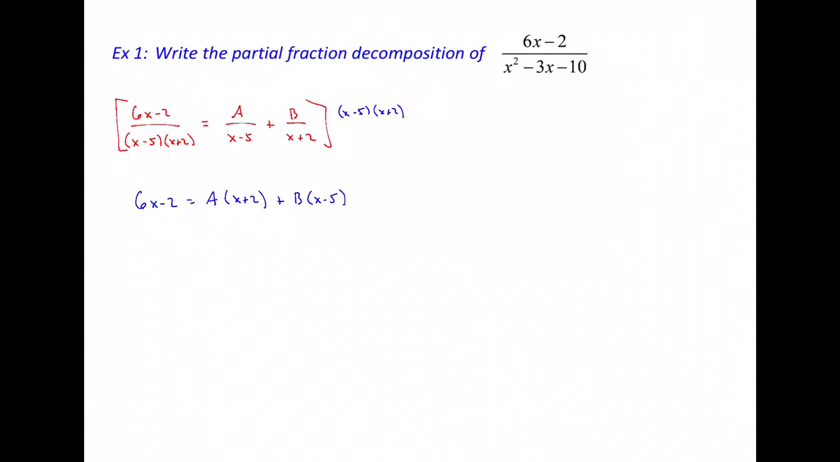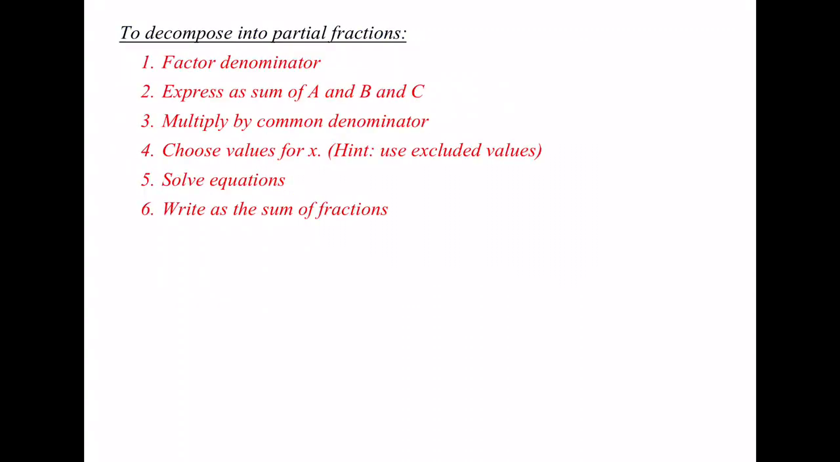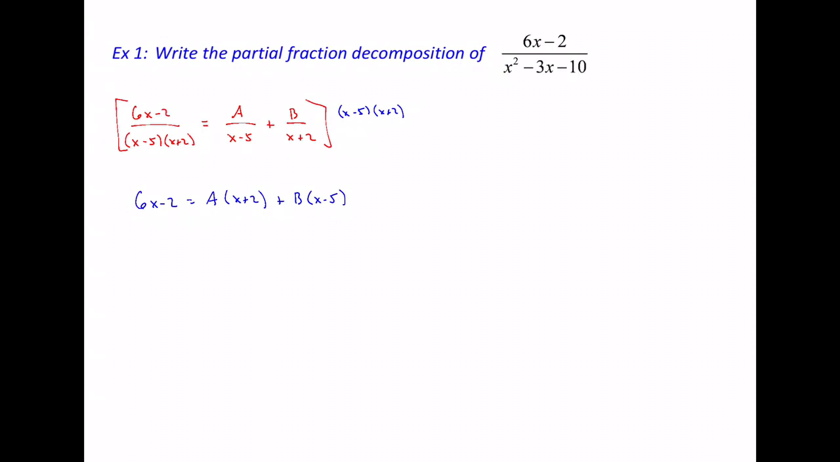So now what we can do is choose values of x, and that goes back to step 4. We can choose any value of x that we want, and it will give us an equation, typically with the unknowns A and B. But what we're going to try to do is be a little bit more strategic about this, and we're going to choose values of x that are the restrictions. And the reason we do this: x equals 5 will cancel out one of our variables, A or B.